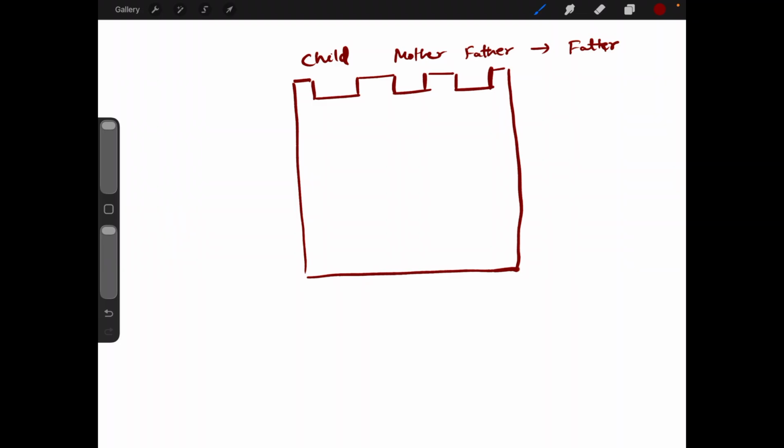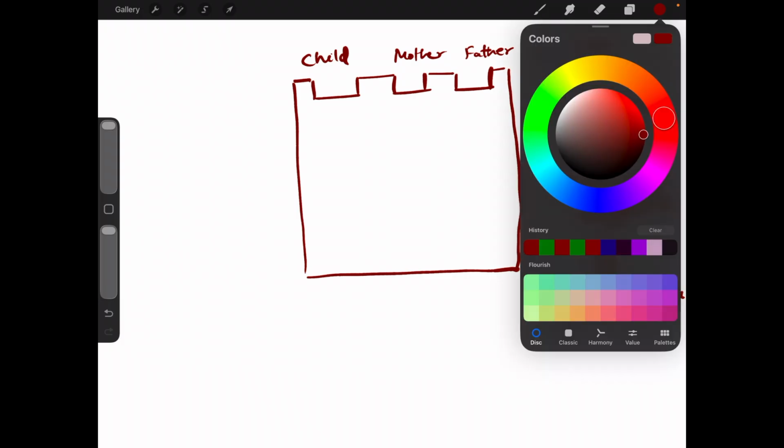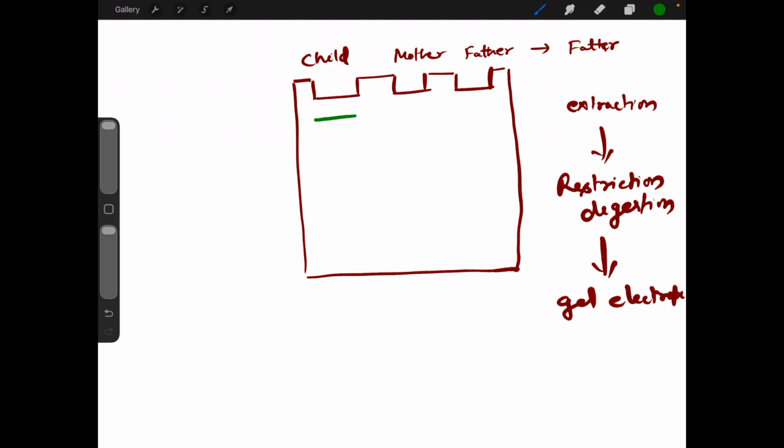using the same concept, the same methods: DNA extraction, then restriction digestion, and then gel electrophoresis. They will take the child's DNA, so the child's fingerprint is compared to both parents.